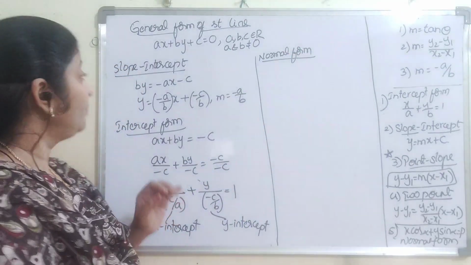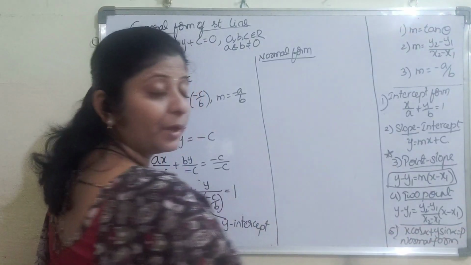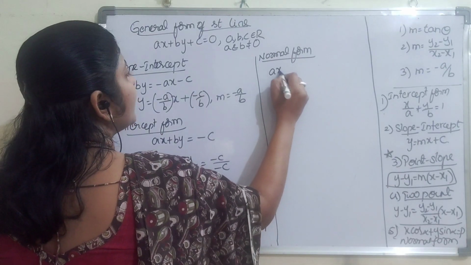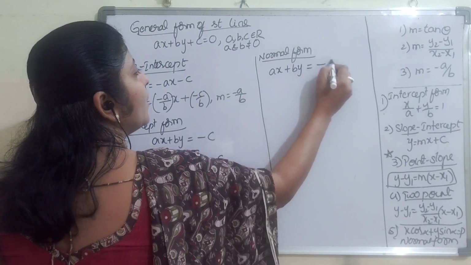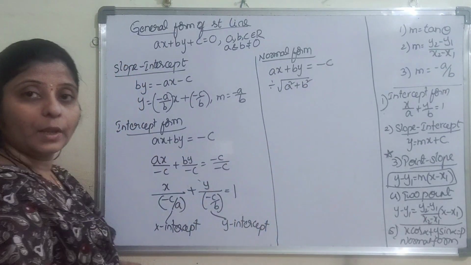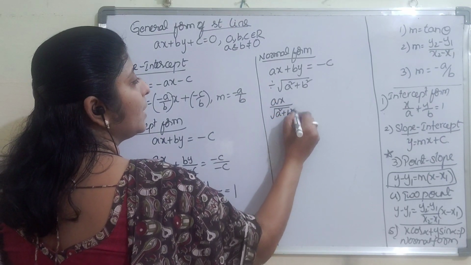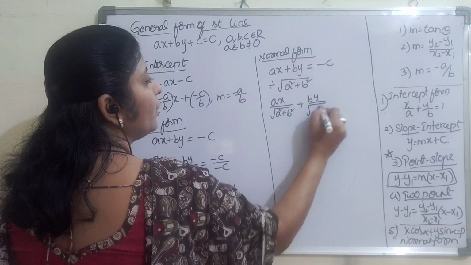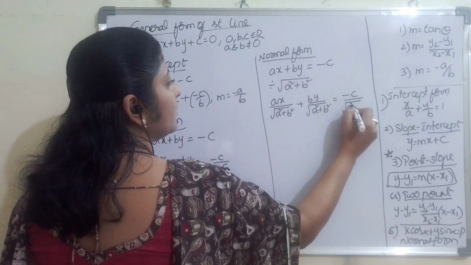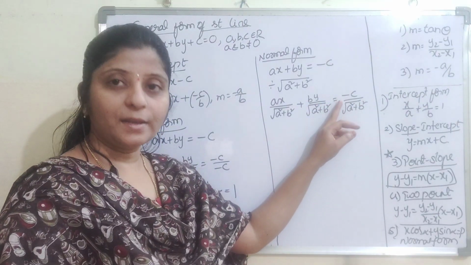So for normal form, here also x cos alpha plus y sin alpha equal to p, means xy terms on one side and constant on the other side. Ax plus by equal to minus c. Divide this throughout by root a square plus b square. Ax by root a square plus b square plus by by root a square plus b square equal to minus c by root a square plus b square. So here minus c is there.